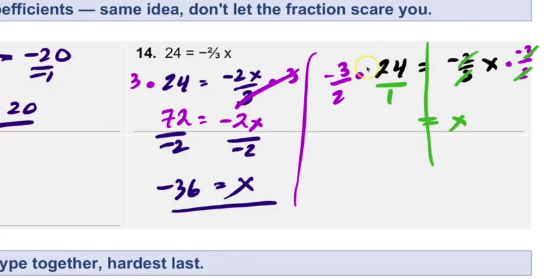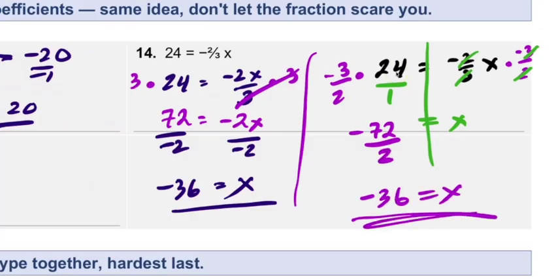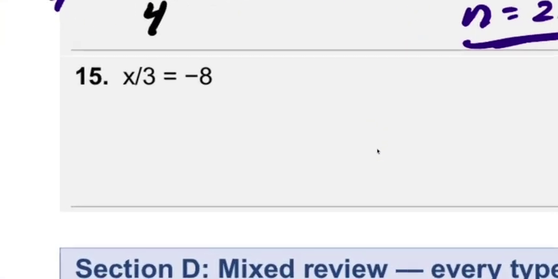Here's my line. I should put the line. On this side, it's negative 3 times 24. So that's negative 72 like we did before over 2. Then you can reduce it. Negative 36 equals x. You can also cross cancel here. 24 divided by 2 is 12. 12 times 3 is 36. Either way that works, right? You get the same answer either way. Oh, we're not done with this one.